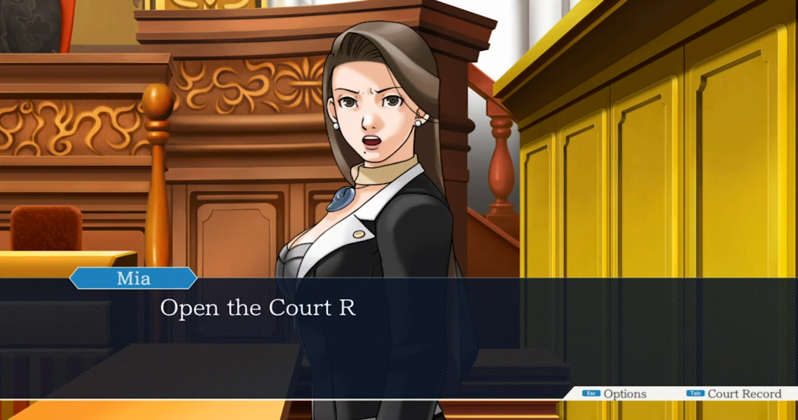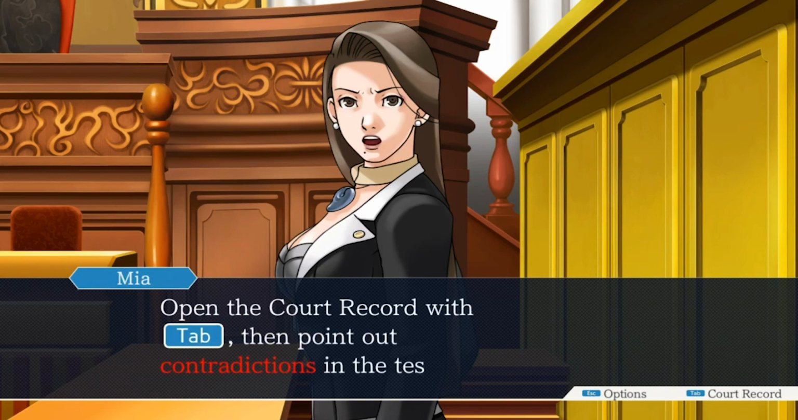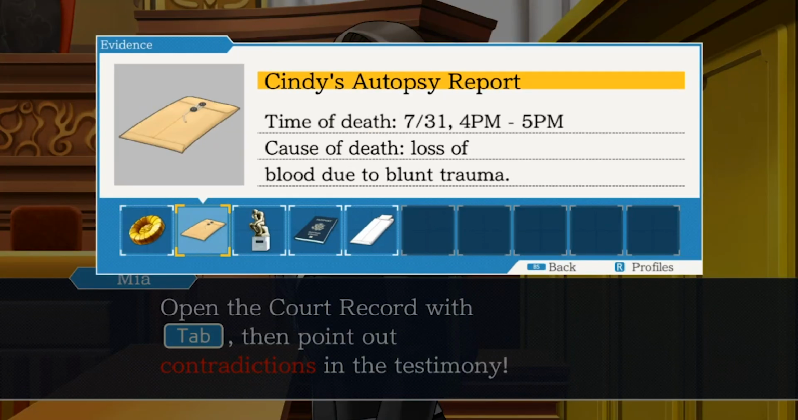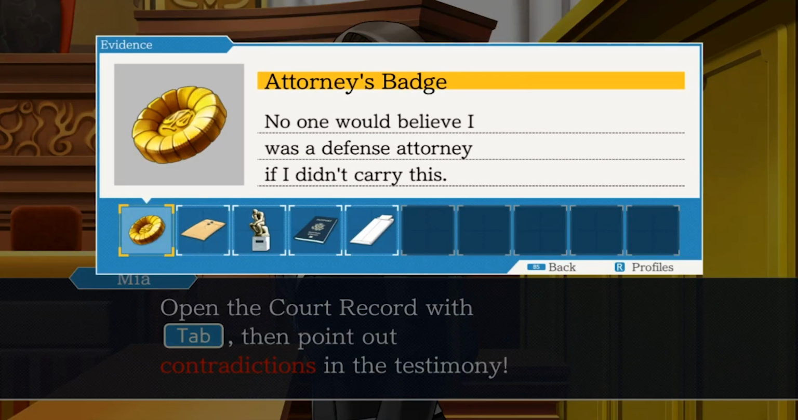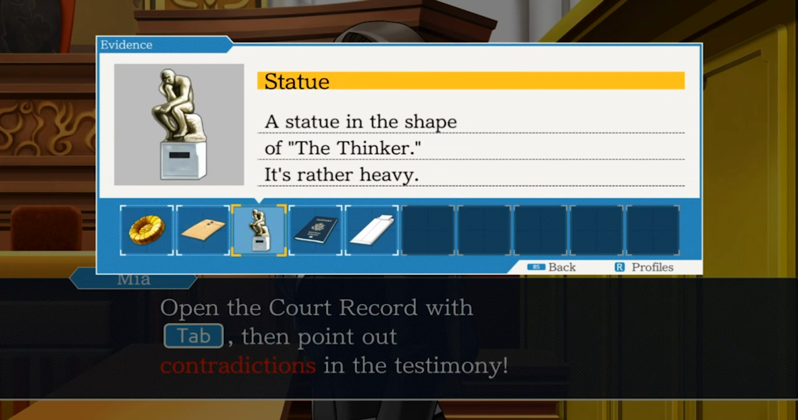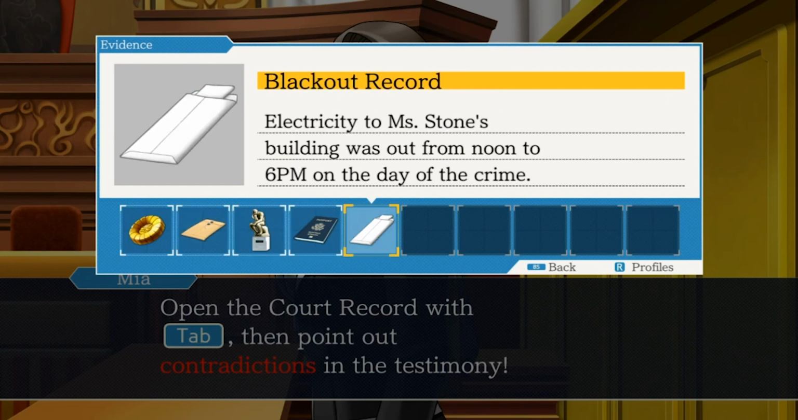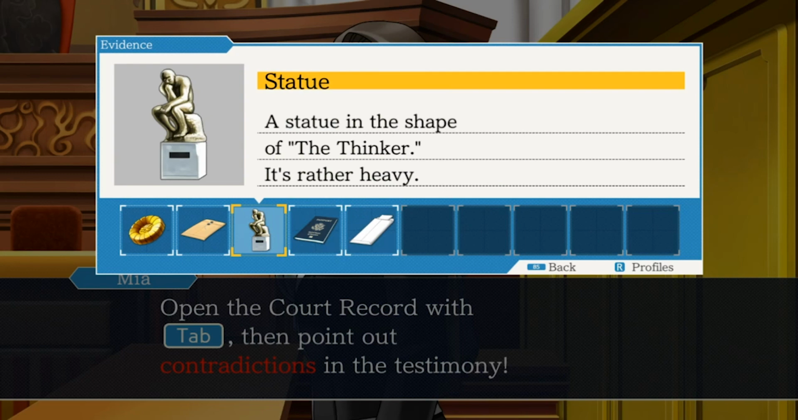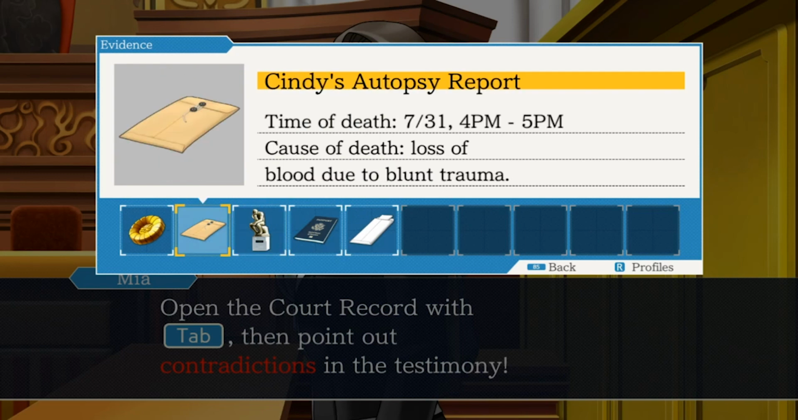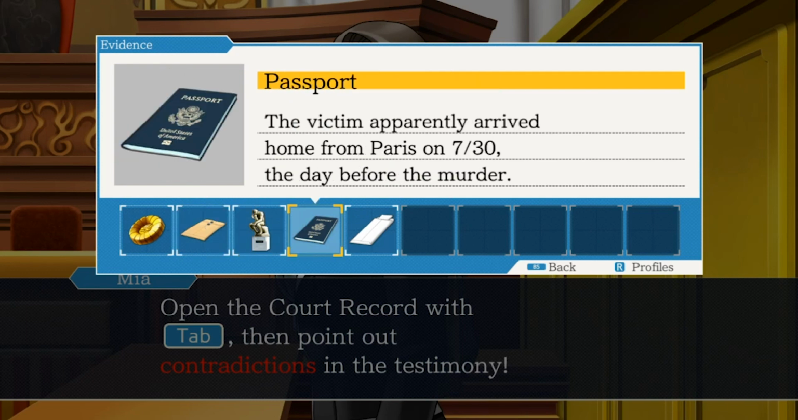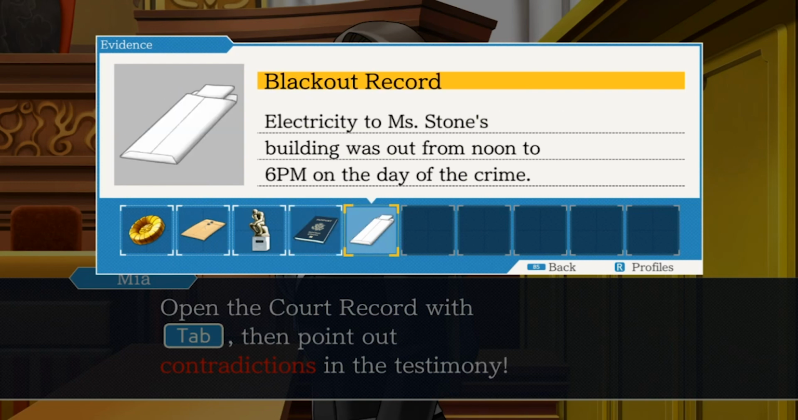Okay. Open the court record with tab, then point out contradictions in the testimony. Okay, so this is all the evidence you have. You'll want to read about each of it, and then as you go through, you'll want to see if there's anything that doesn't match. So there's no extra information on any of these, right? It's showing you all you can read about each of them right now.